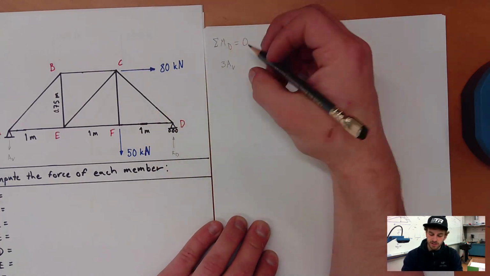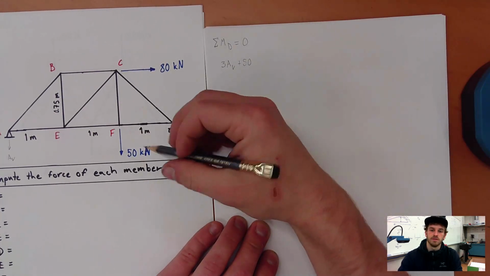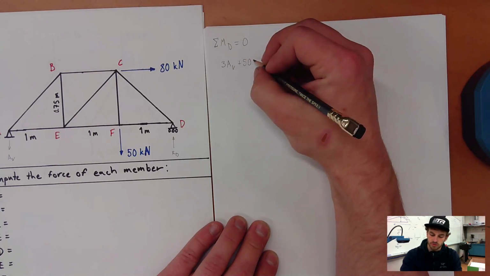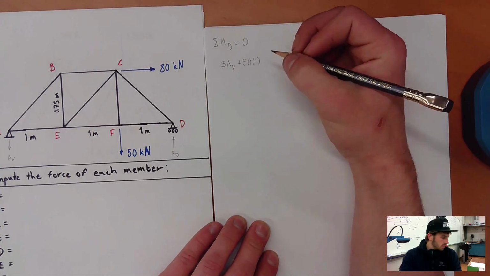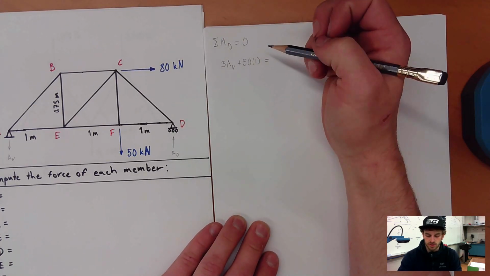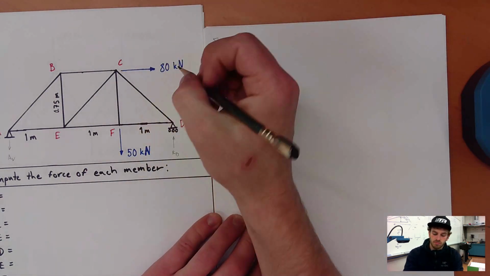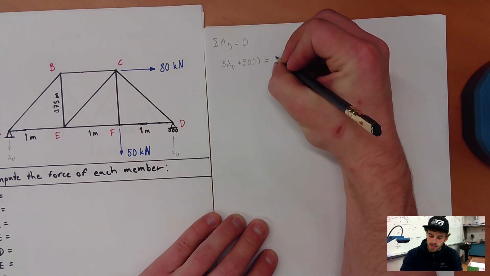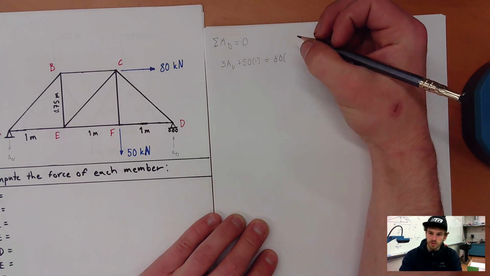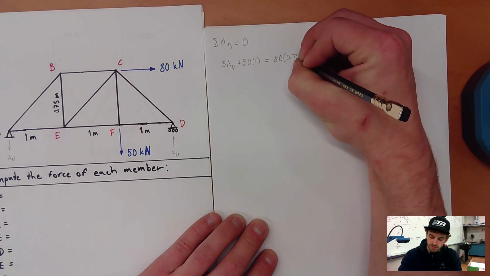And we have 50 kilonewtons. That is going to be pulling on specifically one of the nodes, times 1. This must be equal to, if our moment is to equal 0, our 80 kilonewtons acting in the horizontal direction. So our 80 acting in the horizontal direction, multiplied by our height, which is 0.75.